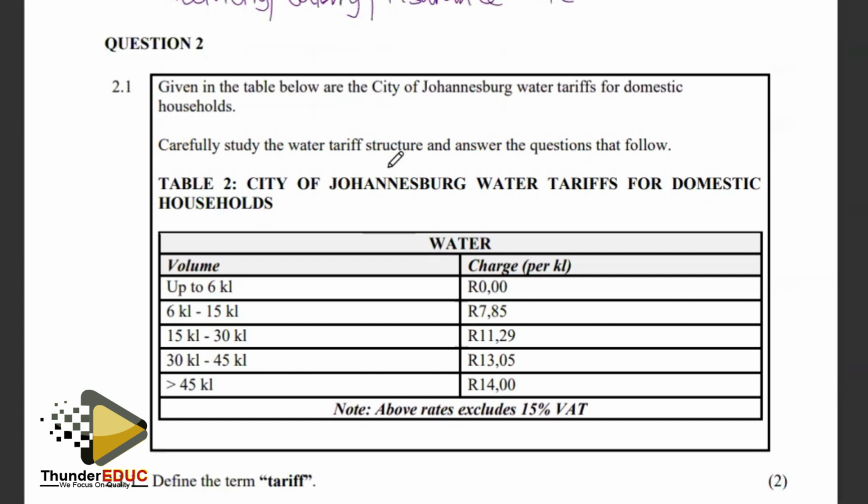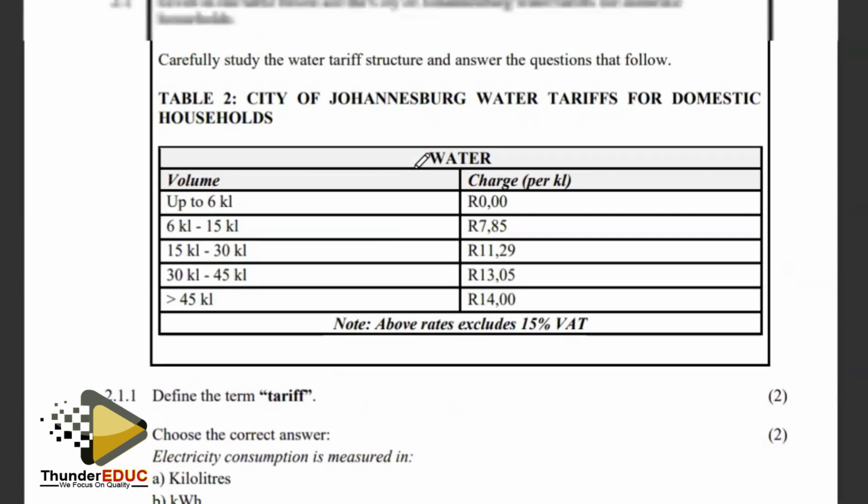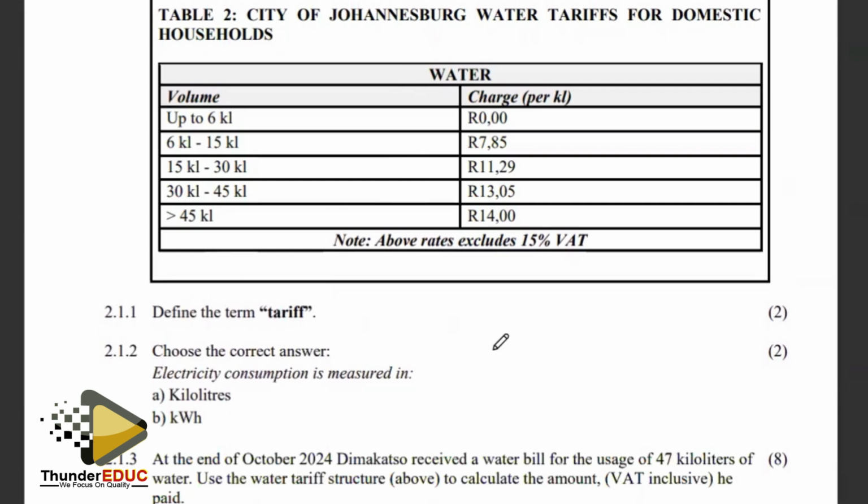Given in the table below is the City of Johannesburg water tariff for domestic households. Carefully study the water tariff structure and answer the questions that follow. Define the term tariff. The word tariff simply means a charge per unit. Then they're telling us to choose the correct answer. Electricity consumption is measured in B, kilowatts per hour.